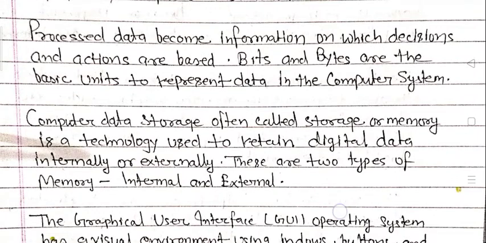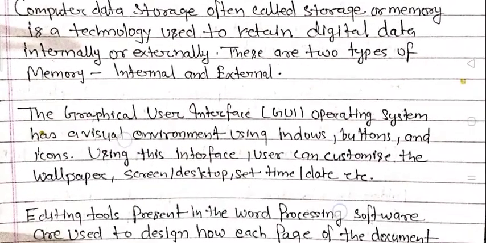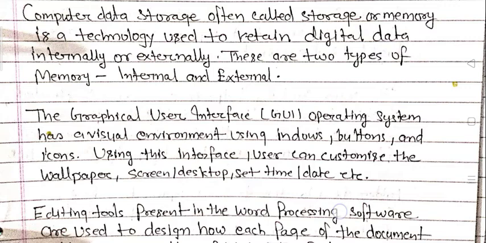Computer data storage, often called storage or memory, is a technology used to retain digital data internally or externally. There are two types of memory, internal and external. The Graphical User Interface, GUI, operating system has a visual environment using windows, buttons, and icons. Using this interface, the user can customize the wallpaper, screen, desktop, set time, date, etc.